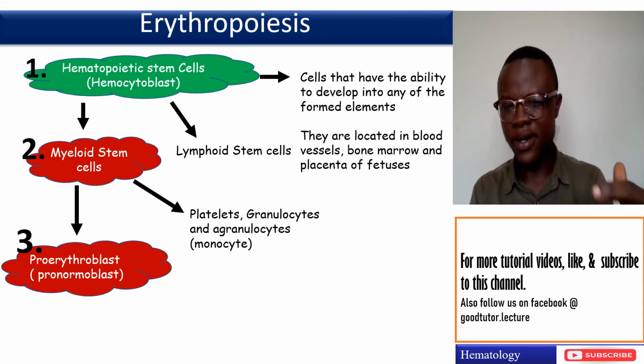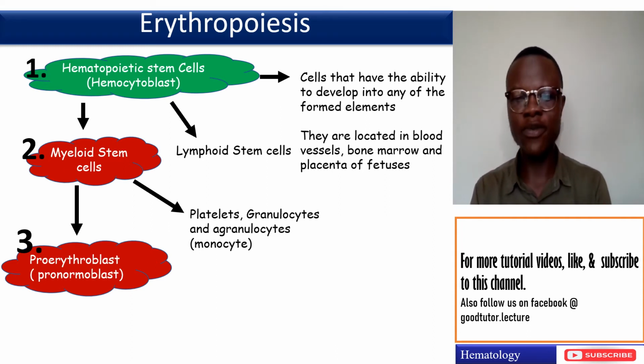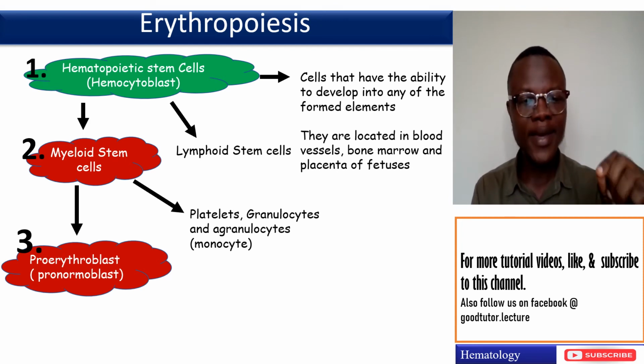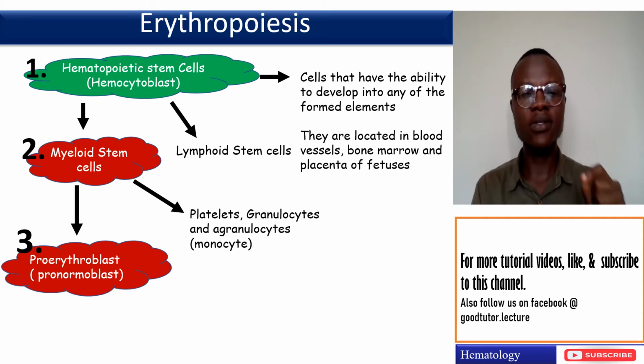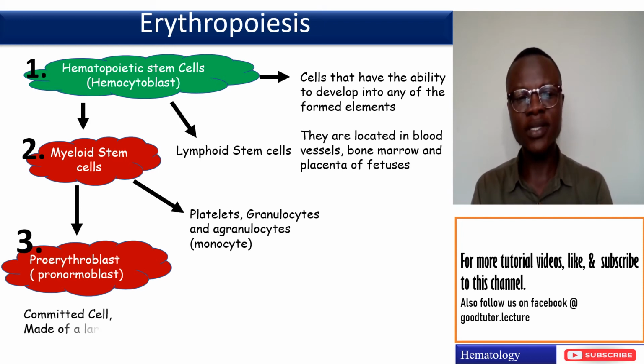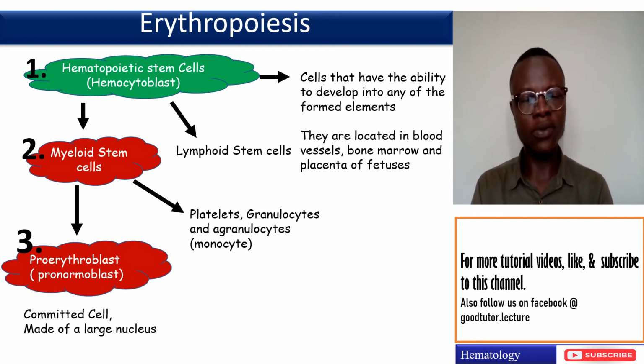As I was stating earlier, the pro-erythroblast is very important. This is the commitment stage, meaning once the cell division or the cell proliferation reaches this stage, it becomes committed to forming the red blood cell. They do not have the capacity to develop into any other formed elements except the red blood cell. So that is why we refer to this cell as a committed cell in the formation of the red blood cell. Let's continue.